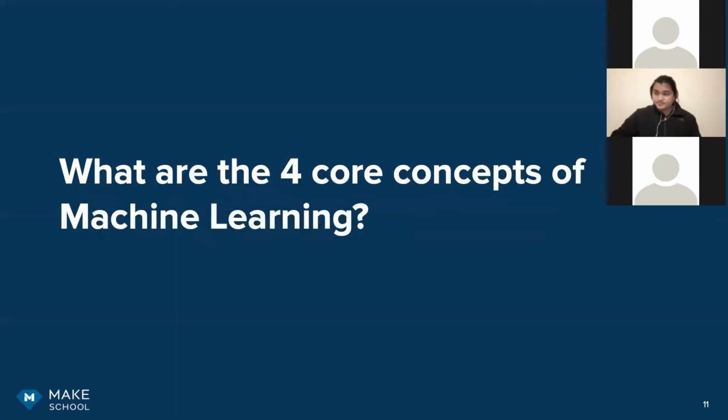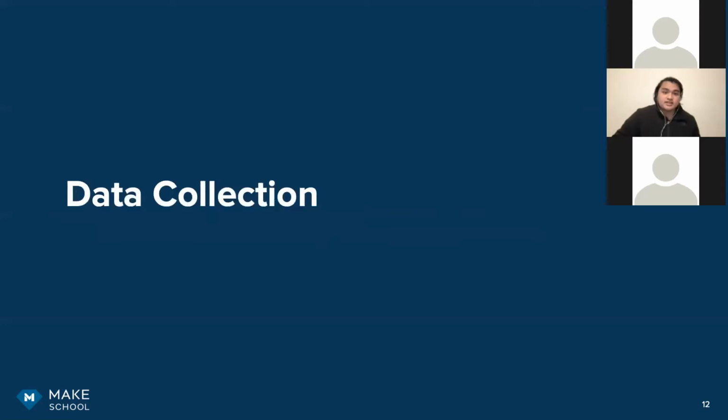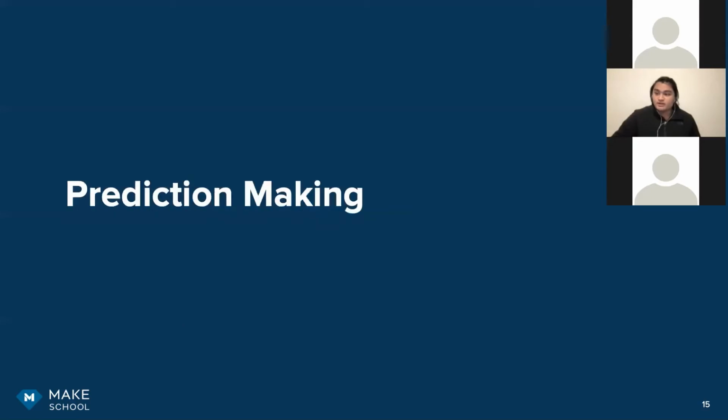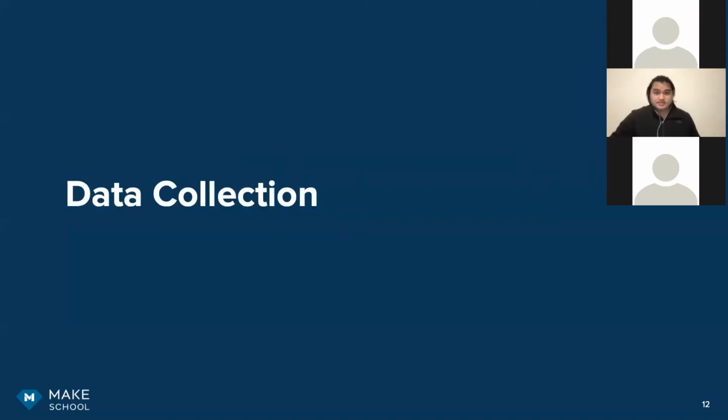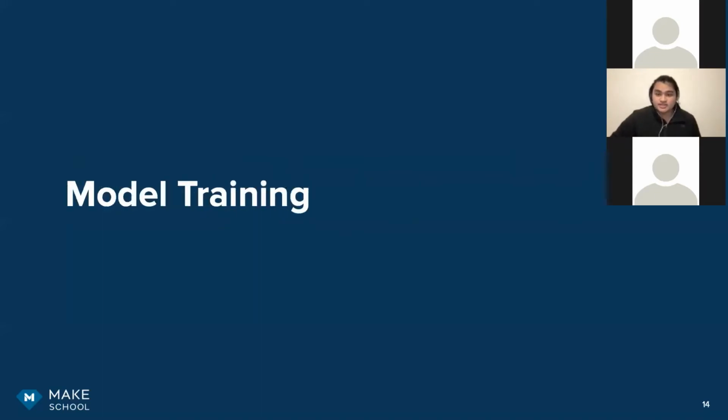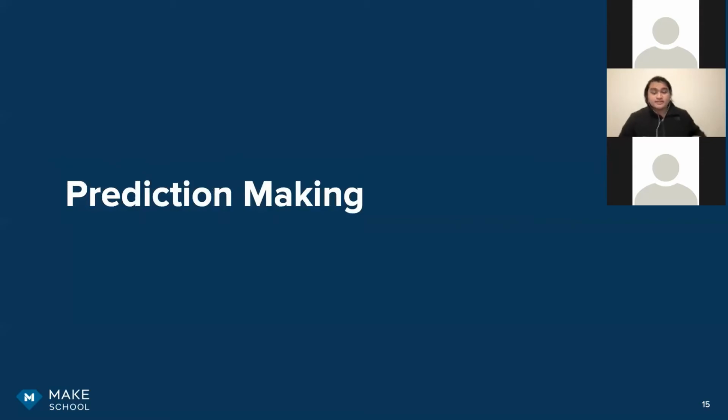So the 4 core concepts, as I mentioned, that I would love for you to walk away learning are: 1, data collection, 2, data formatting, 3, model training, and 4, prediction making. I'll say that again. The 4 core concepts of machine learning are data collection, data formatting, model training, and prediction making. Those 4 are very vital for any machine learning model, right? For any machine learning program, those 4 core concepts are integrated into every prediction and every result that you try to come out to.